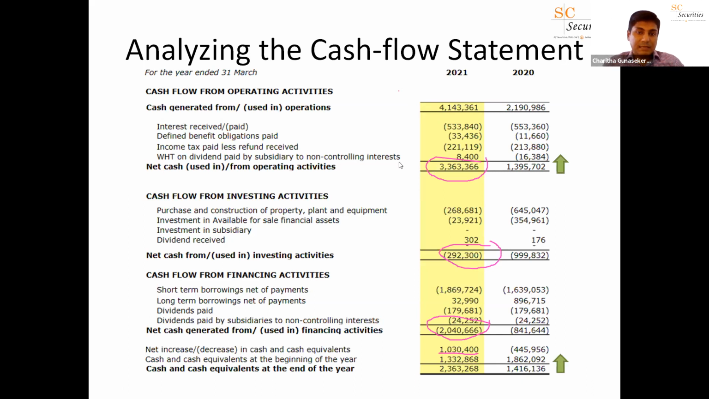So simply see whether the corporation is generating cash and whether that is increasing. So in this company, their operations are generating cash, and the cash amount they have generated has grown compared to the previous year. And also look at the net cash and cash equivalents at the end of the year, whether it is increasing or whether it's a negative position.